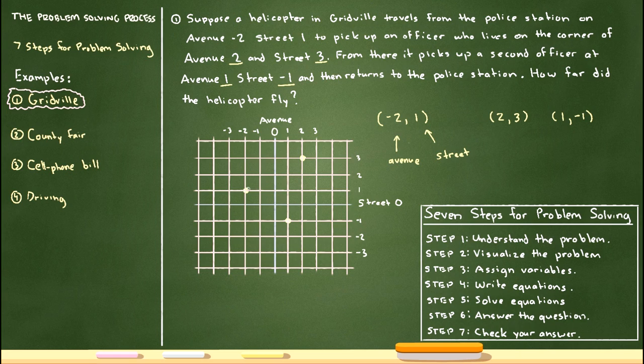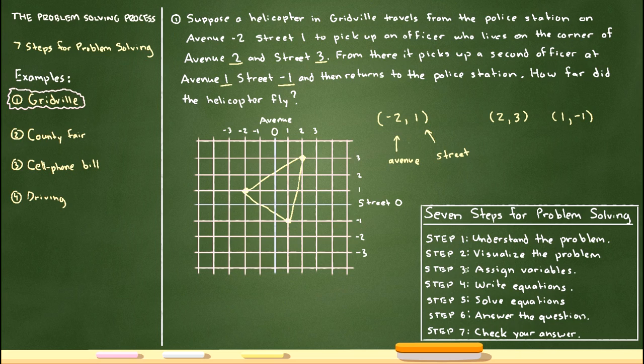And if you want, you could draw the helicopter's path here. So we're starting here, and it shoots a straight line towards this officer here. And then it moves down. Let me draw another line. It moves down to pick up this other officer here. And then it flies back to the police station. So we have a nice little triangle here, showing the path of this helicopter. And we want to find how far the helicopter flew.